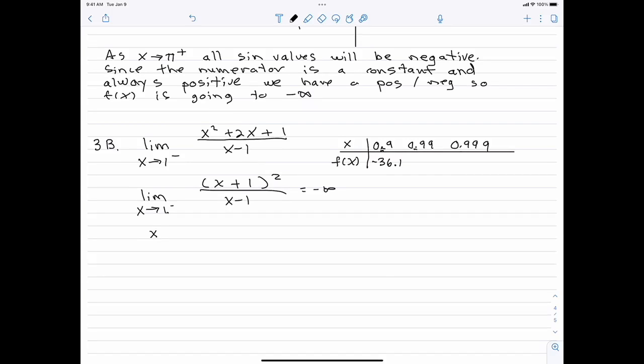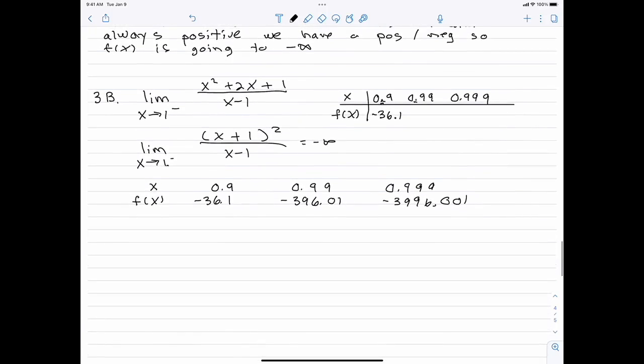x. So I'm going to plug in 0.9, 0.99, and 0.999. So it looks like, the first one we got negative 36.1. The next one was negative 396.01. If I wanted to do one more, it'd be negative 3,996.001. So it's clearly going to negative infinity, right? Just like I said it would. Okay, not to say I told you so, but I told you so.